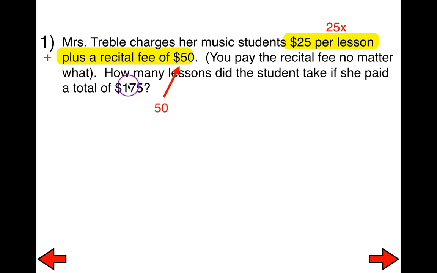Well, it then says that she paid a total of $175. So notice I'm picking and choosing what I think is important information. If it's a total of $175, then it must equal, because that word total tells me it should equal $175. Now I just need to piece it together. I have 25x plus 50 is supposed to equal 175. Now what do I do? Well, first of all, I'm focused on the left-hand side of the equation because that's where my variable is. I'm going to get rid of my constant first.